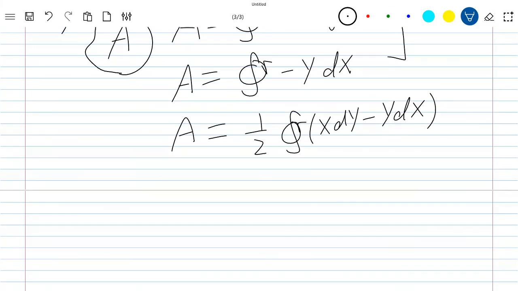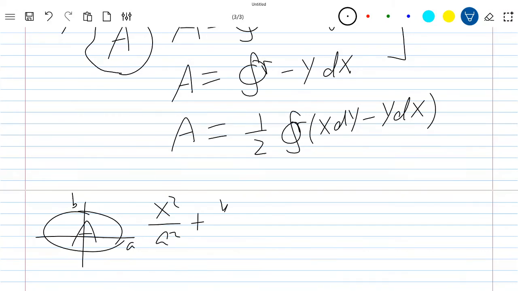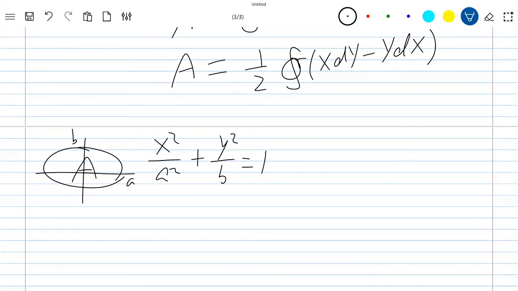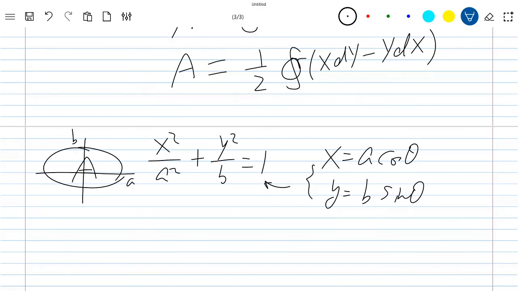For example, let's take a look at the ellipse. What's the area inside an ellipse? Let's say this is a, this is b. Then we know the equation for the ellipse is this. Right? So let's parameterize this ellipse. And I believe you have seen this before. x equals a cosine theta, y equals b sine theta, because if you plug into this formula, you will see cosine squared plus sine squared equals 1. And theta goes from 0 to 2 pi.